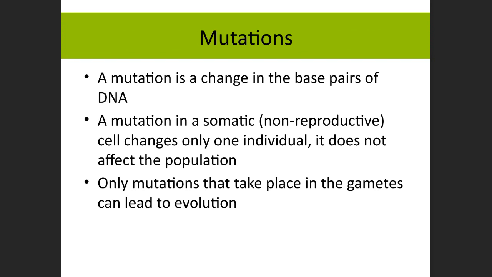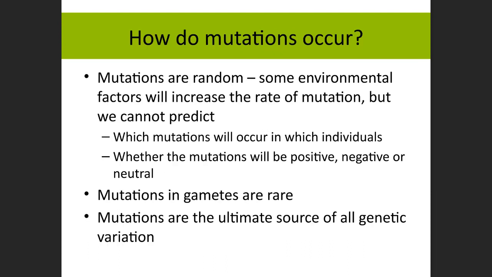That would be a Lamarckian idea, that something that affected you during your lifetime then was passed down to your children. So only mutations that take place in the gametes can lead to evolution, because those are the ones that end up in the next generation and that they could then pass down as well, because it's in all of their genes, all of their cells.